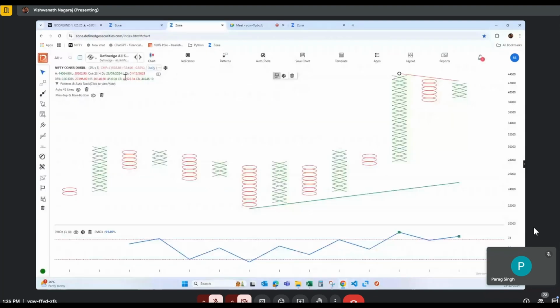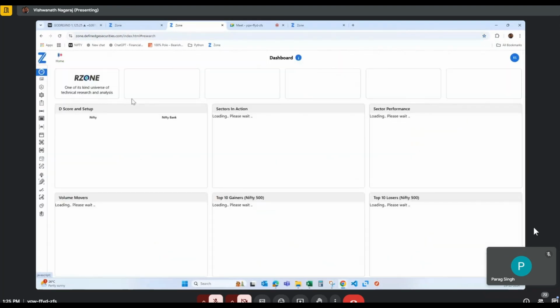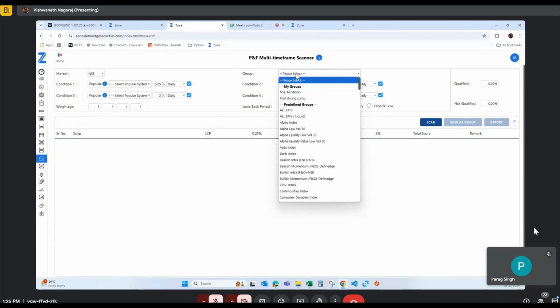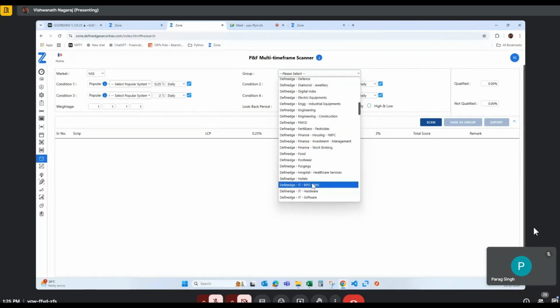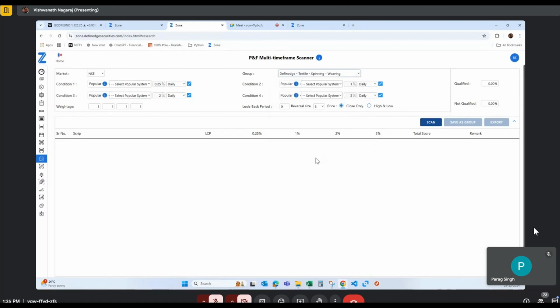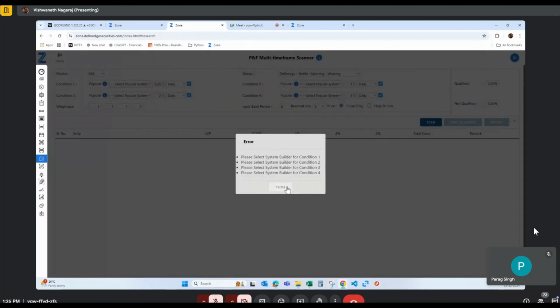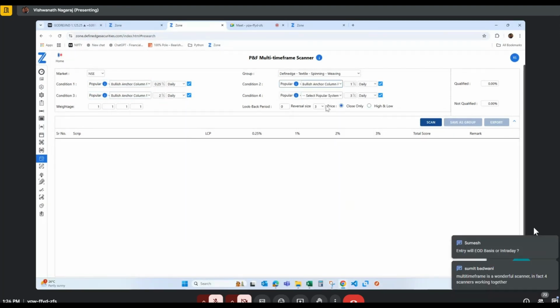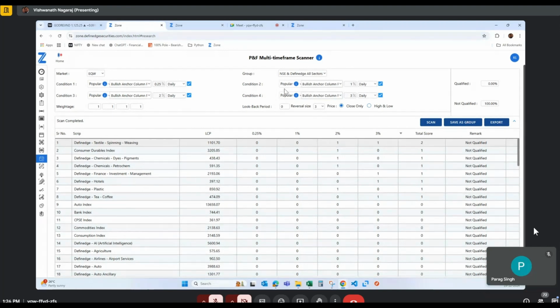Then I go straight into another tab. I do this exact same copy, multi-time frame, PNF multi-time frame. I come to popular, and here I know I need to go to Define Edge, textile, spinning and weaving. Spinning and weaving. Yeah. Oh God. So it is one tool, one pattern, one method. This is my top-down approach for sectors.